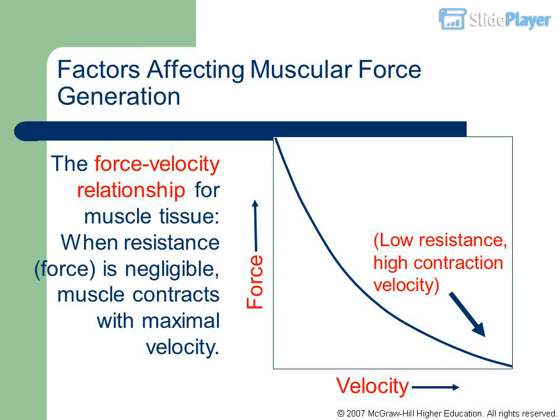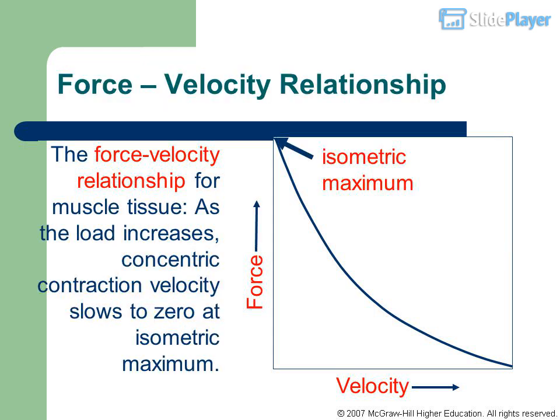Factors affecting muscular force generation. The force-velocity relationship for muscle tissue: low resistance, high contraction velocity. When resistance, force, is negligible, muscle contracts with maximal velocity. As the load increases, concentric contraction velocity slows to zero at isometric maximum.